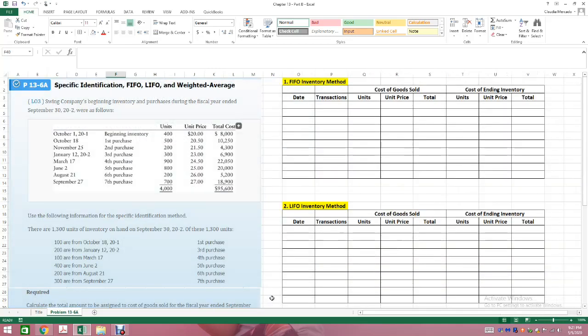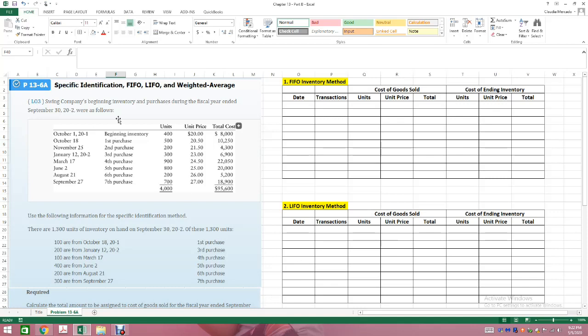Now, you have a problem similar to this on your homework, okay? This is problem 13.6a. You have something similar to this, and this particular problem deals with specific identification, FIFO, LIFO, and weighted average, okay? So the problem provides you with a lot of information. Using all of that information provided, you are to calculate some specific items, okay? So let's go over the problem, okay?